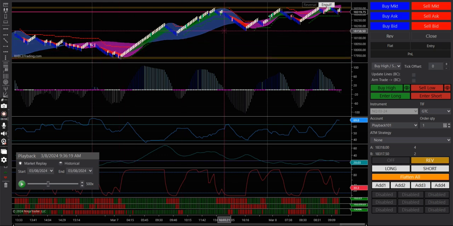So these lines right here represent the break of a trading session. So this would be the low, and then this would be the high right here. So go ahead and play it.